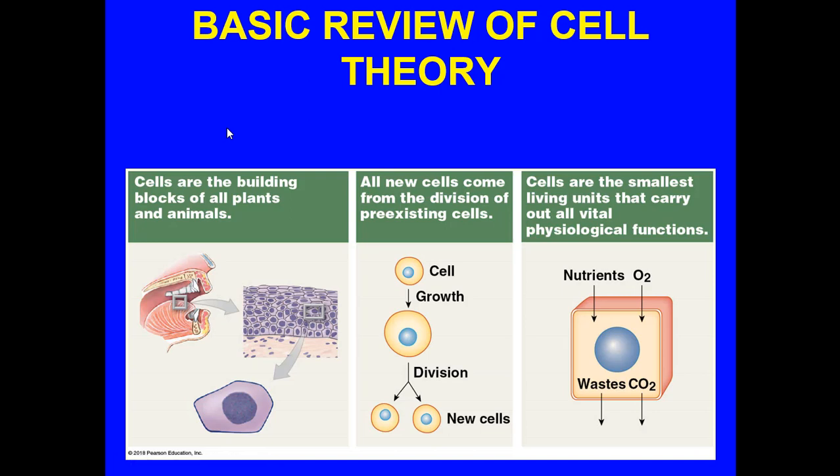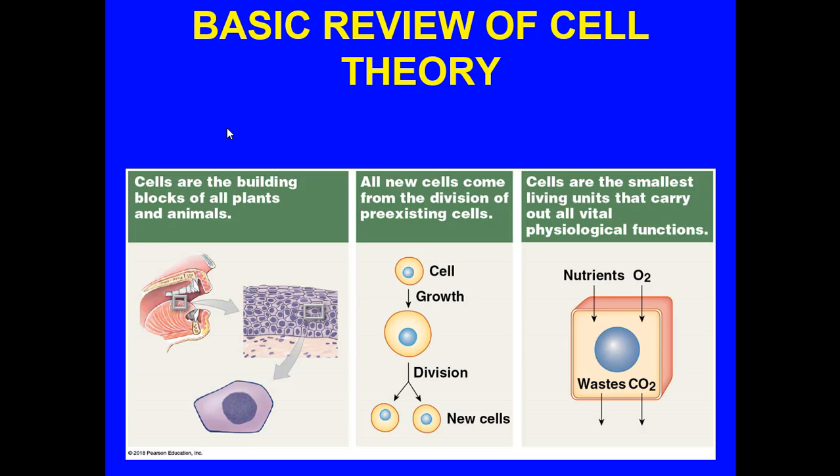Cell theory basically states that cells are the building blocks of all plants and animals. And you also have to keep in mind that as the building blocks, some of them may specialize for necessary structural or functional needs. The second law states that all cells come from the division of pre-existing cells.